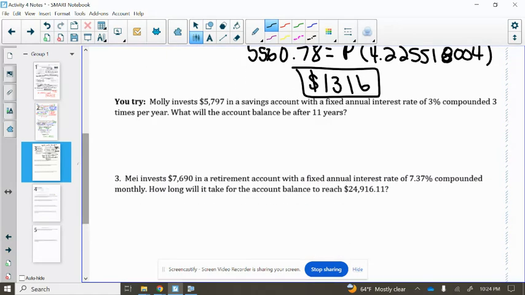All right, the next one is for you to try. You are investing money into your account at 3%, compounded 3 times per year. What is your account balance after 11 years?